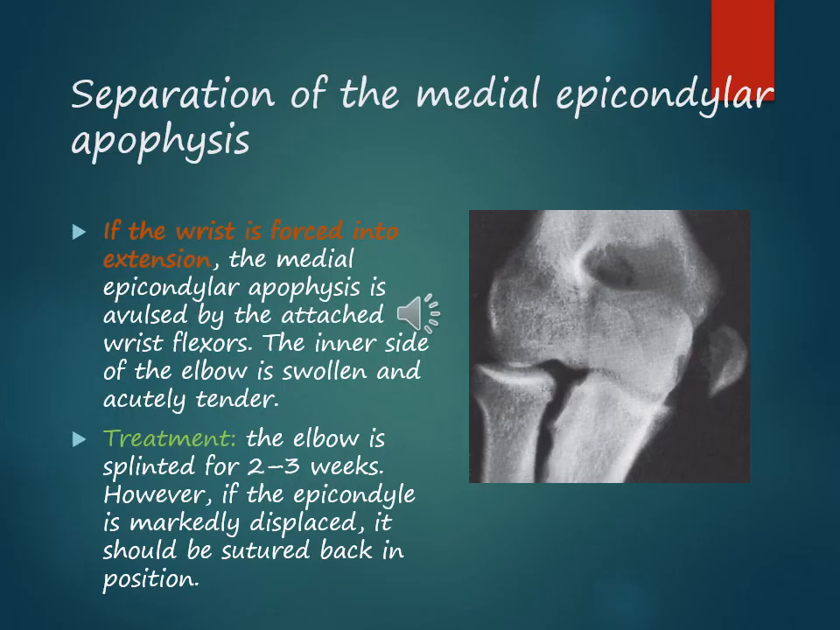Now the third fracture we are going to talk about is the medial epicondyle fracture. There is nothing much that you need to know about this fracture. It affects an older age group, usually adolescents. Basically, if the fragment is minimally displaced, it is treated conservatively. If it is significantly displaced, then it needs reduction and fixing. The most important point is that this fracture is commonly associated with dislocation of the elbow joint.